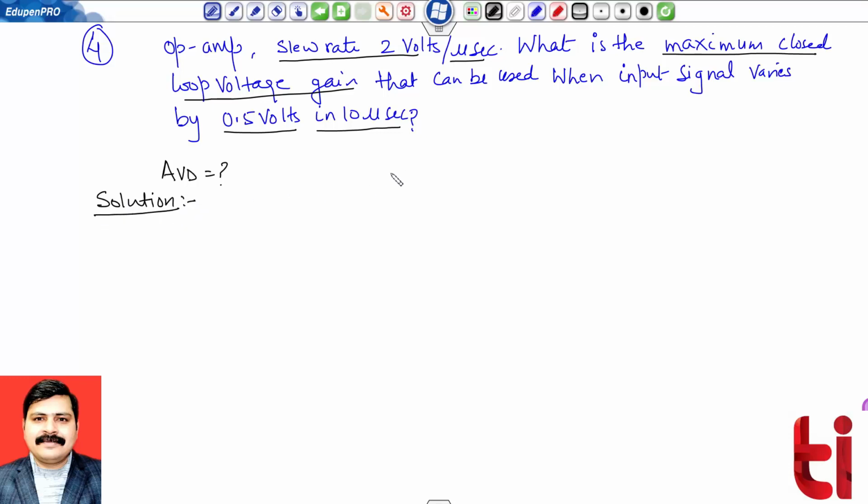If you can recall, we have studied that closed loop voltage gain AVD equals output voltage upon input voltage. This we have studied. And if you can recall the formula of slew rate, SR, it was given as the variation in the output voltage with the variation in time, delta V naught upon delta T. So from this relation, what can we find?